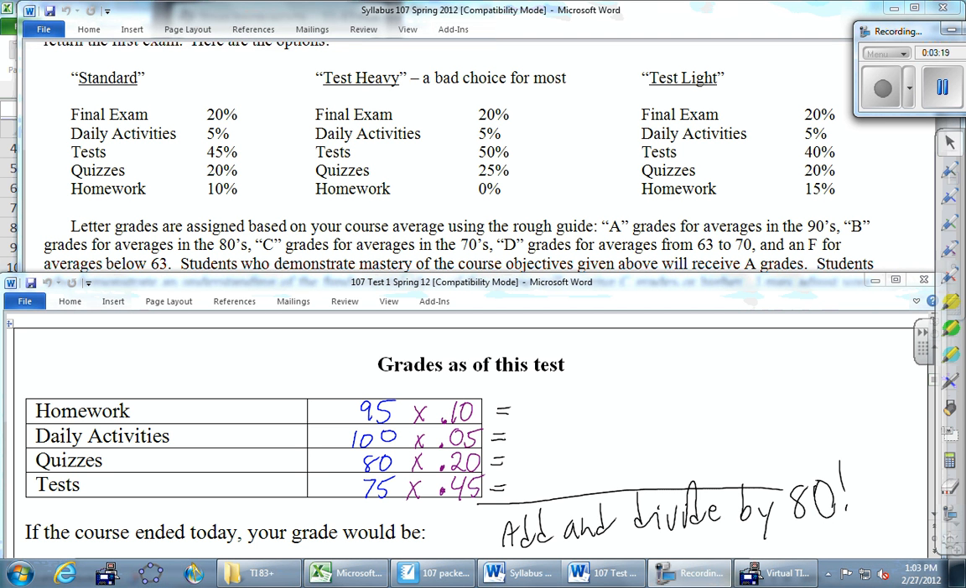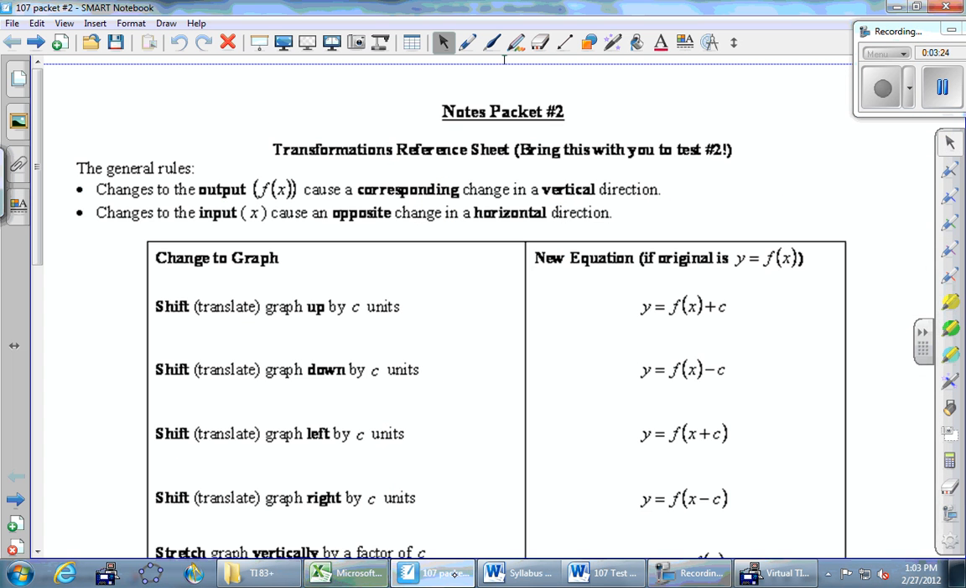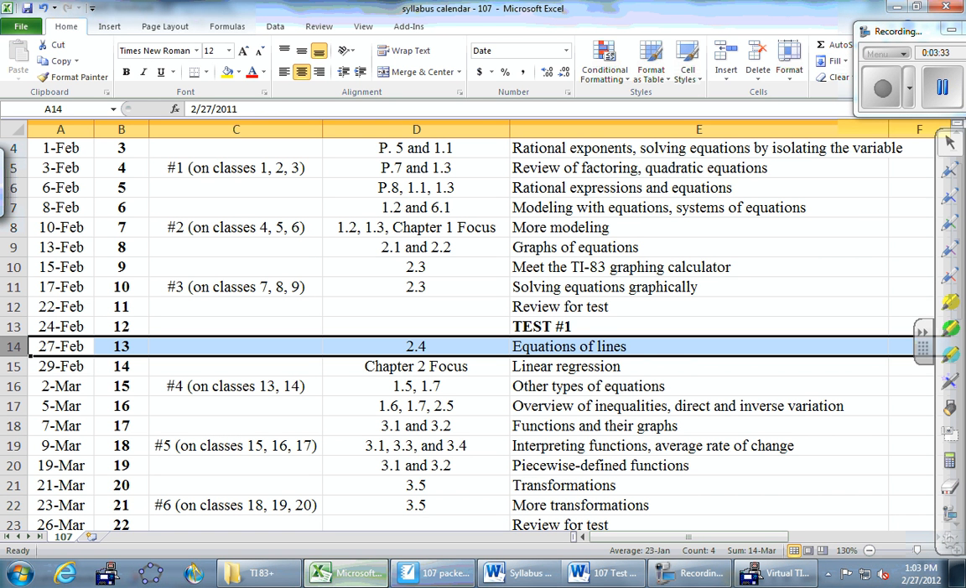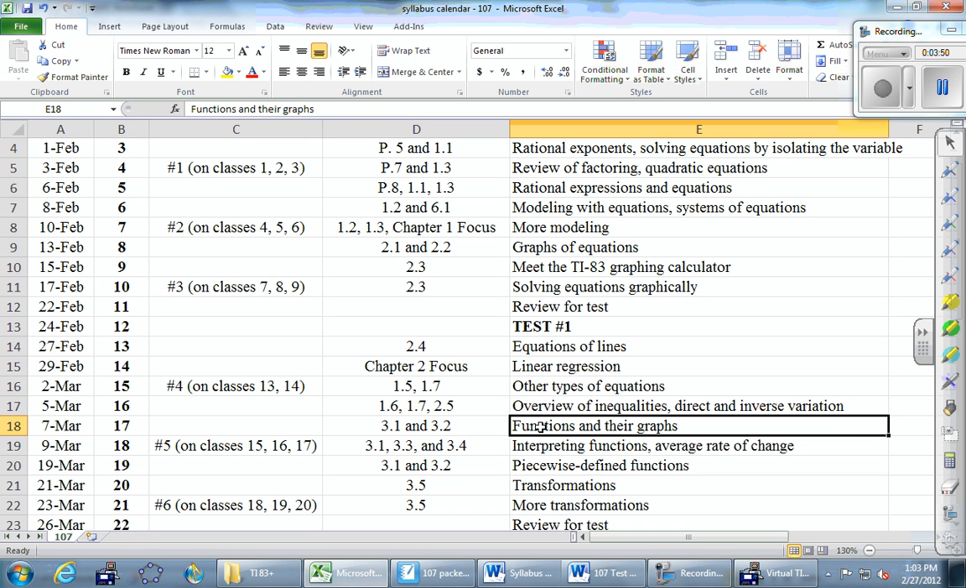All right, so we're done talking about that, and you have a new packet on your table, so grab one of those. This is the packet for the middle third of the course. We'll take a quick look at the calendar. We just finished test number 1, and that is behind us. Today we start talking about equations of lines. Next class, we talk about linear regression. Then some different ideas come in before we talk about a real big theme in our class called functions. So that's where we're headed.